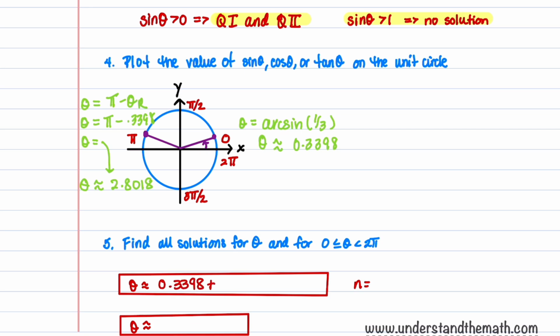For all solutions for theta, theta is approximately 0.3398 plus 2n pi, and then theta is approximately 2.8018 plus 2n pi. Between 0 and up to 2 pi, we get a value of 0.3398 and 2.8018. And we'll remind ourselves n is 0, plus or minus 1, plus or minus 2.